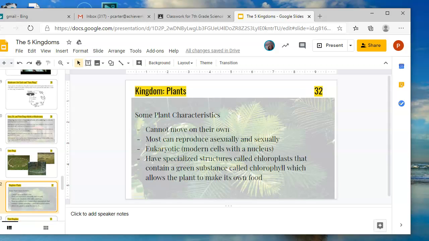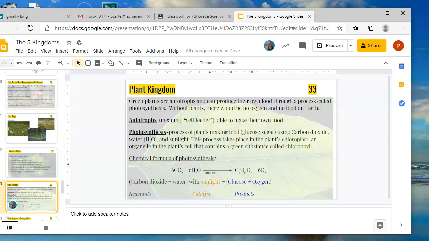Kingdom plants. Some plant characteristics: they cannot move on their own. Most can reproduce asexually and sexually. Eukaryotic, or modern cells with a nucleus, have specialized structures called chloroplasts that contain a green substance called chlorophyll, which allows the plant to make its own food. Green plants are autotrophs and can produce their own food through a process called photosynthesis. Without plants, there would be no oxygen and no food on Earth.